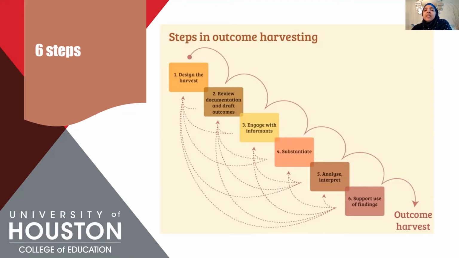The second step is to review the documentation and draft the outcomes. Okay, so this is probably the most lengthy step because you're retracing the outcomes. The third step is to engage with the informants, right? So this is where you are talking with the team members to find out more. The fourth step is to substantiate. The fifth step is to analyze and interpret. And finally, the sixth and final step is to support the use of findings.